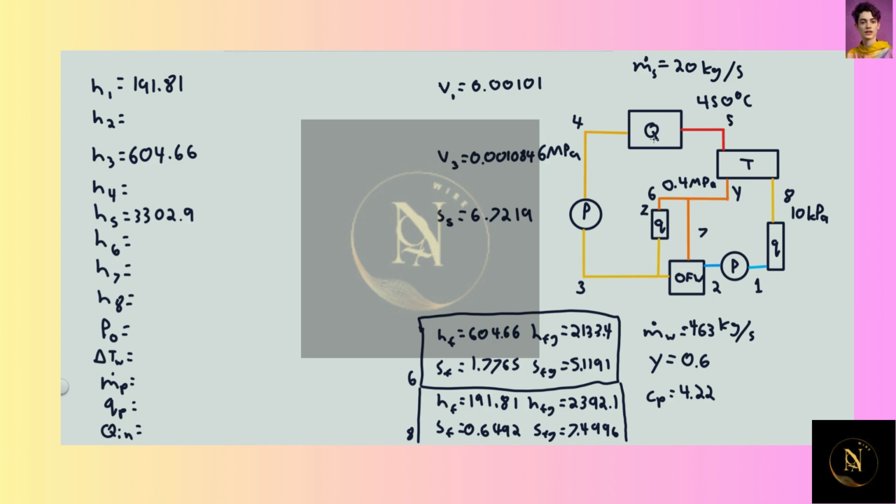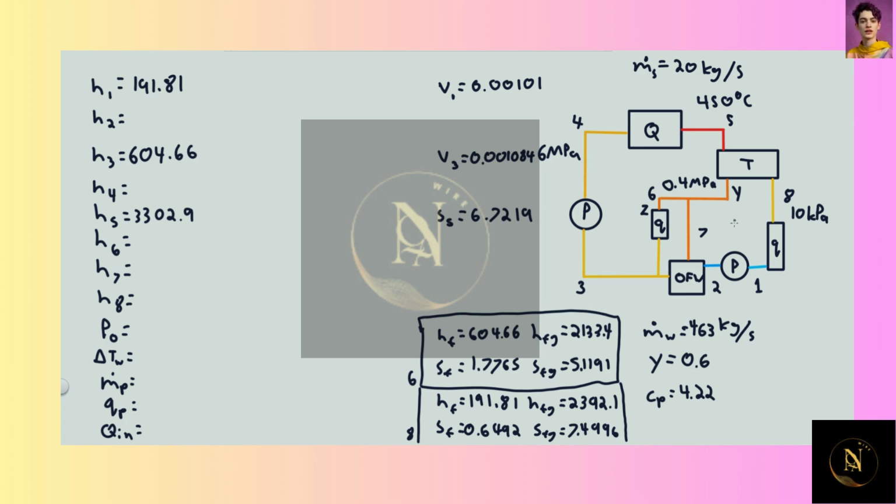It enters the boiler where it comes out at 450 degrees Celsius, and then enters the turbine where it exits in two stages. First, going to stages 6 and 7, to the process heater and the open feedwater heater respectively, at 0.4 megapascals, and then at stage 8 at 10 kilopascals, where it goes into the condenser, where it is cooled by water from a river flowing at 463 kilograms per second.